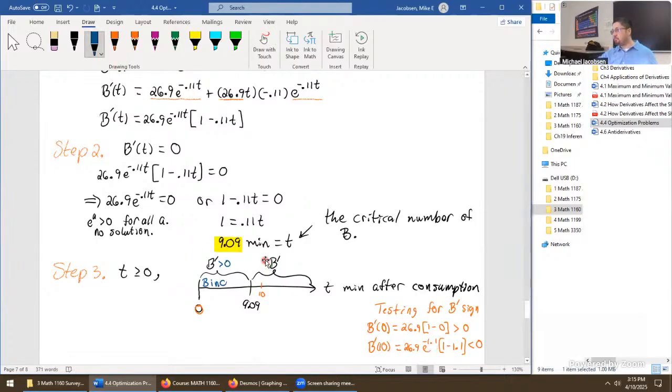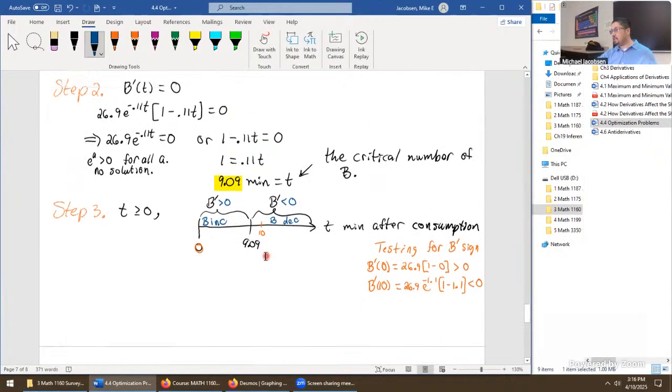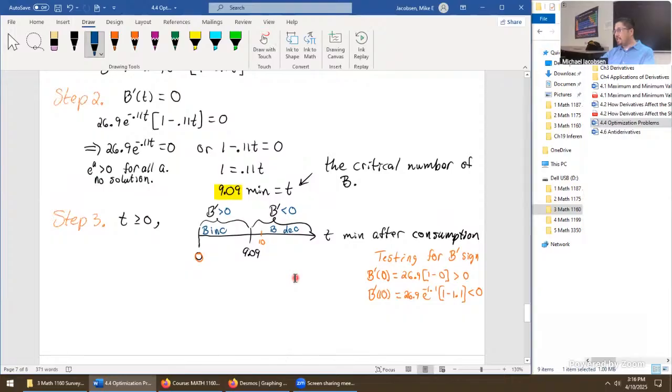So coming back here, increasing decreasing test tells us if the derivative is negative on this range, it must mean that B, what I'll call level, is decreasing. So the person's sobering up after the 9-minute mark. Maybe not rapidly, but it is occurring. Well, we're done at that stage.